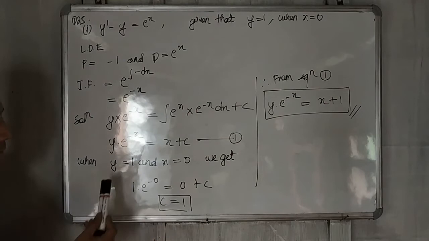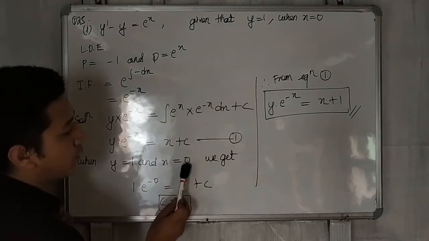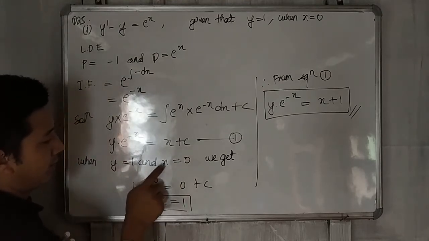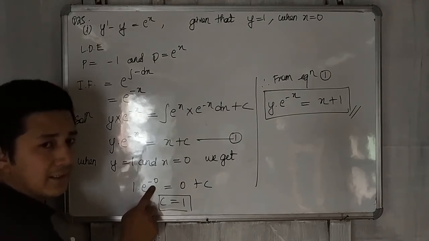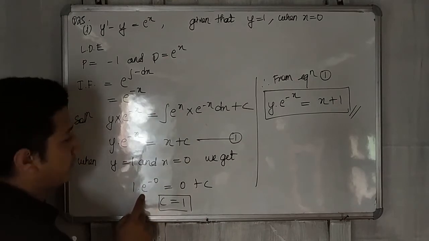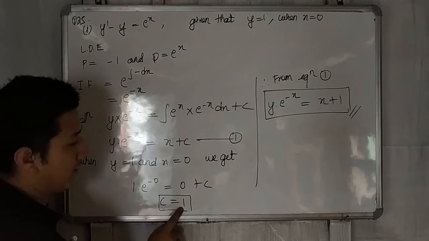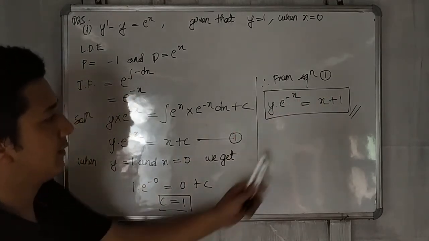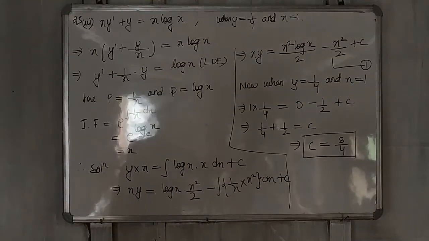Now what to do? You put x equals to 1, y equals to 1, and x equals to 0. So when you put y equals to 1, this is 1, and you put x equals to 0, this becomes e to the power minus 0. Now e to the power minus 0 means 1 by e to the power 0, and e to the power 0 is 1, is equals to 0 plus c. So hence what is the value for c? C equals to 1. So c equals to 1, put the value for c out here, then you're done. This is our particular solution. Okay, so pause the video, note it down.